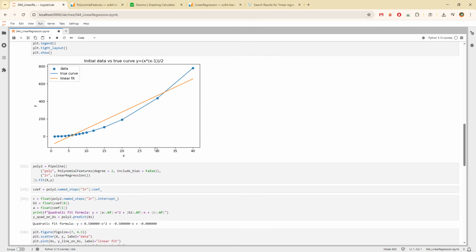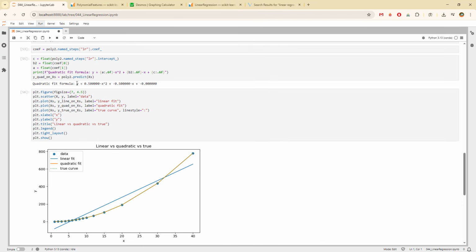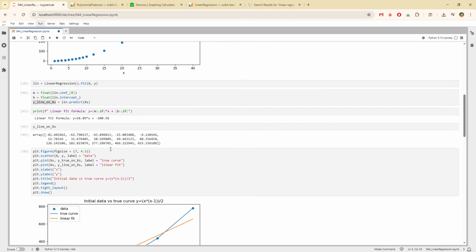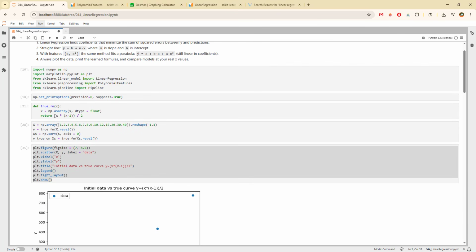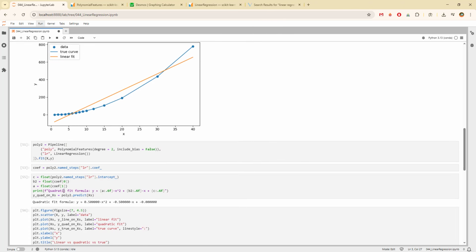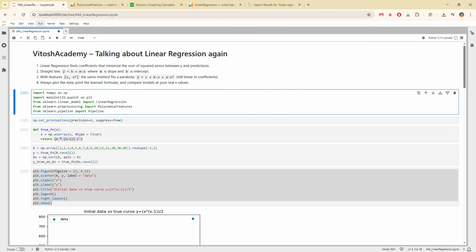So that's because the true curve and the quadratic curve have the same function. Like this one here is pretty much the same as this one here. So far, so good. Let's make a quick recap. This video is made just in one take, so it would be like hopefully around 20 minutes or less. So let's take a look.